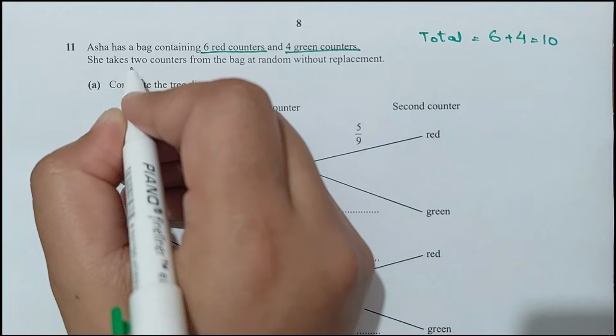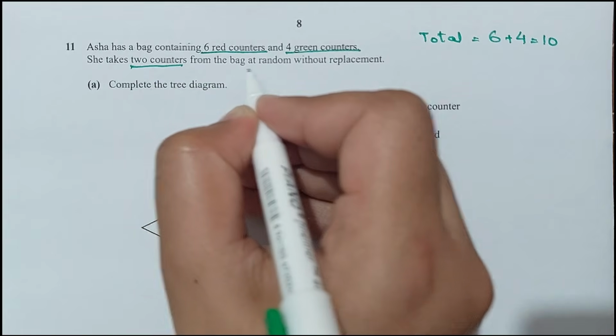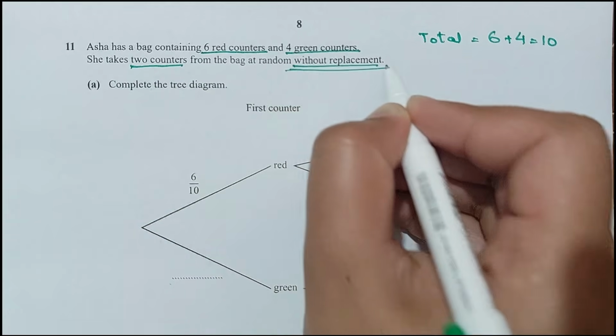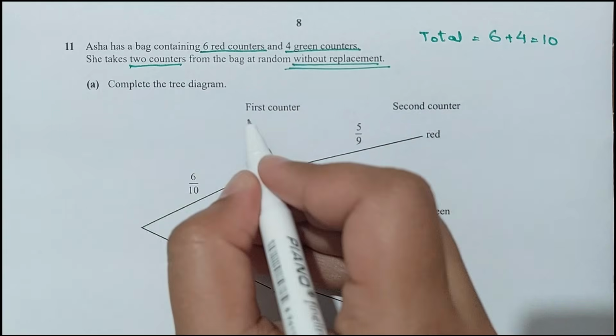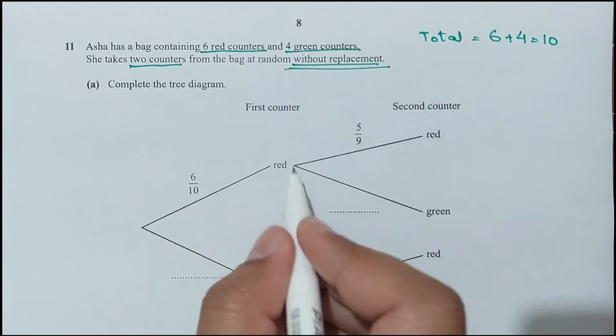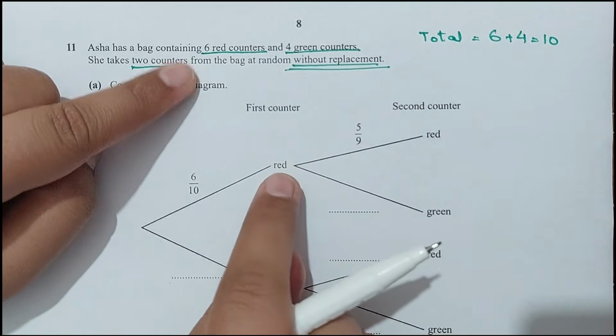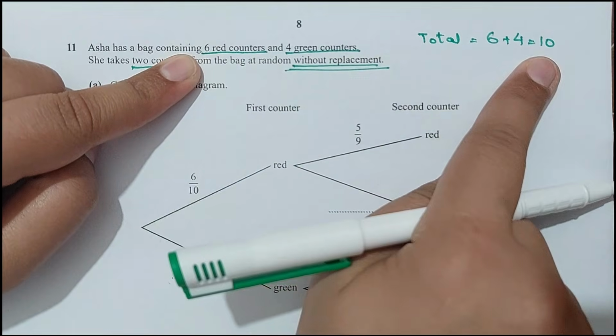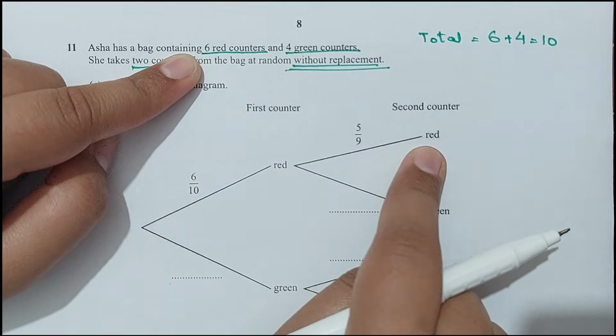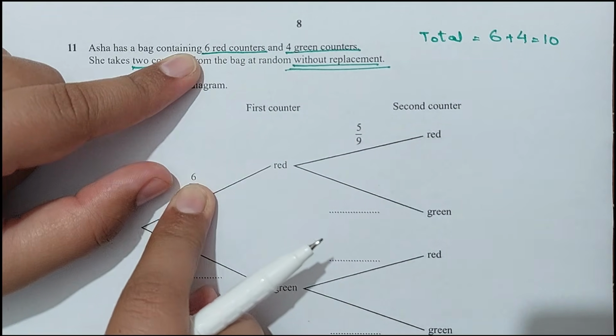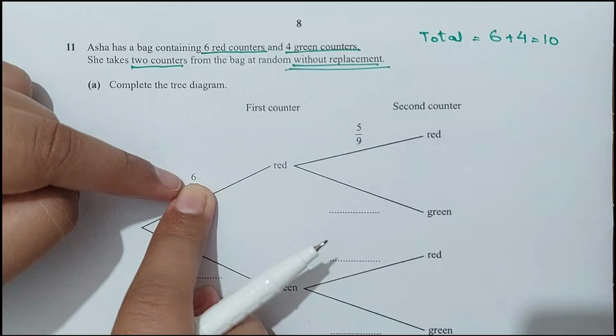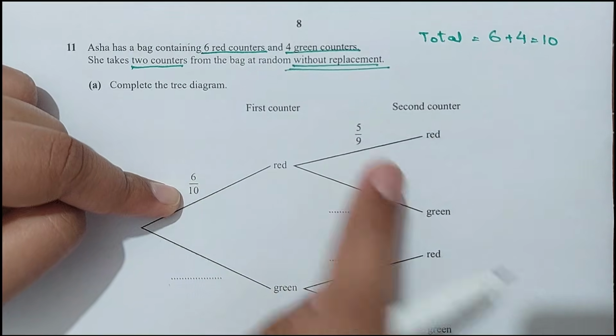Okay. She takes 2 counters from the bag at random without replacement. Part A, complete the tree diagram first and the second counter. She took the red counter. Red counter probability is 6 out of 10. And the second is also red. So 5 red are left because she already took 1 red. So 5 red are left and the total 9 are left, right?